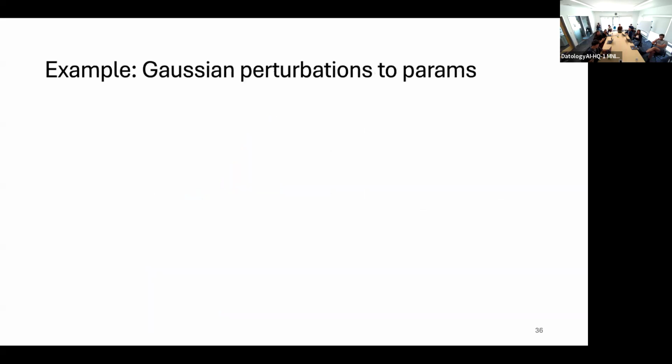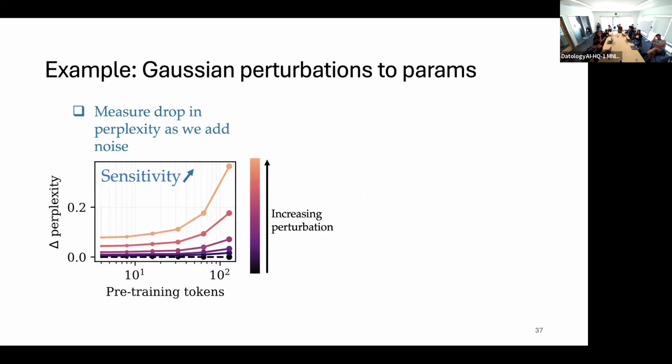Fine-tuning has a lot of complexity, so let's start with something simple. Let's just do Gaussian perturbations. That's really easy. So let's measure, in this case, sensitivity is going to be the amount that your perplexity increases. So this is catastrophic forgetting. If you're comfortable with that, you can think of the delta perplexity as just the amount of catastrophic forgetting as a function of pre-training. Each color, each single line, represents a certain magnitude of perturbation. Intuitively, larger perturbation means more forgetting. As you increase perturbation, you can see these curves getting progressively higher and higher. That's intuitive. But at the same time, as you pre-train for longer, your sensitivity is increasing.